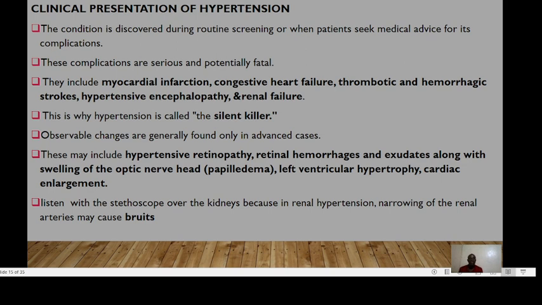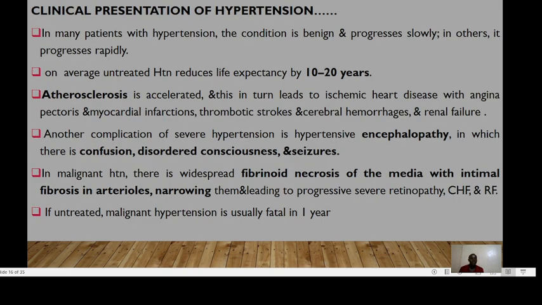And they could include hypertensive retinopathy, retinal hemorrhages and exudates, along with swelling of the optic nerve head, that is papilledema, left ventricular hypertrophy, cardiac enlargement. Remember, if it's a patient, you also need to listen with a stethoscope over the kidneys, because renal hypertension could lead to narrowing of renal arteries, which may cause bruits.